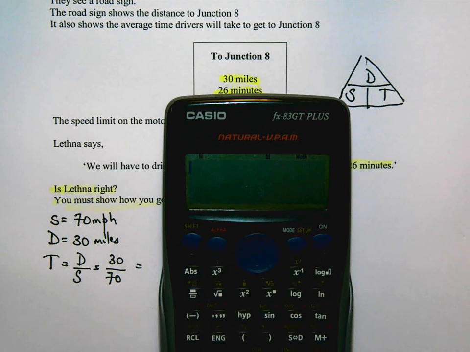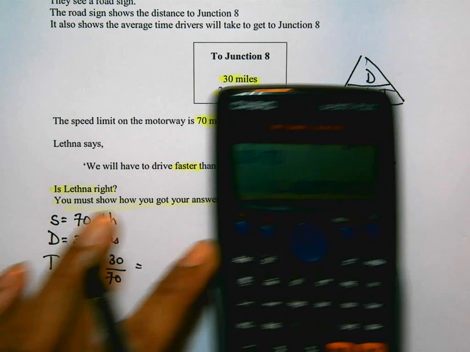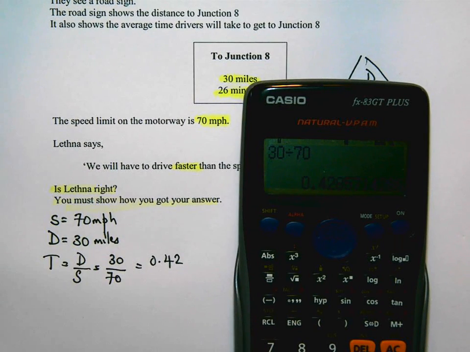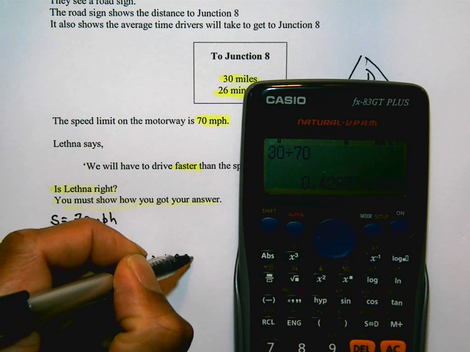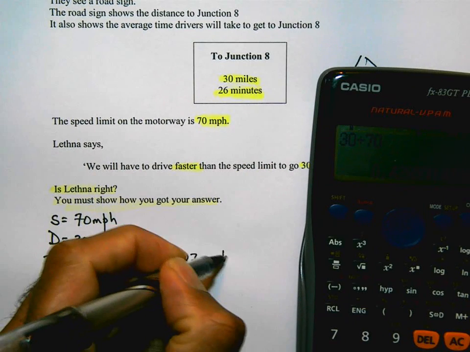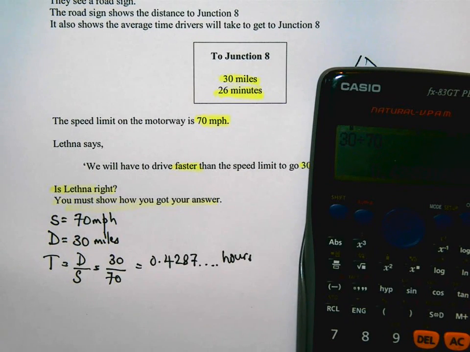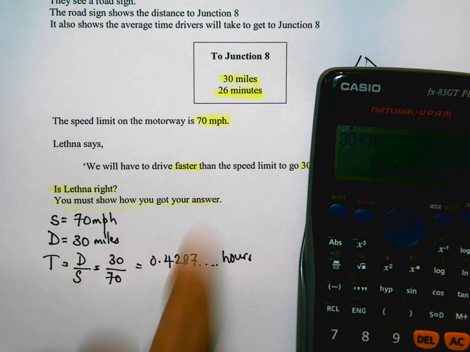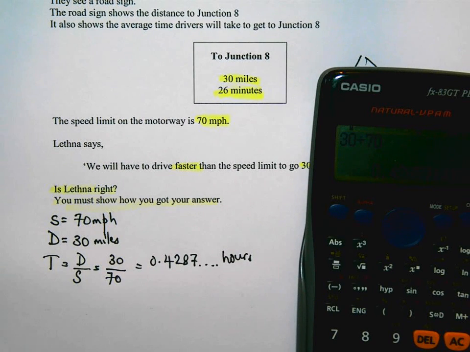30 divided by 70 equals 0.4285 recurring. Okay, now that is the time in hours. That's that many hours that it will take. I need to change that into minutes because I need to find out whether that time is more or less than 26 minutes, because that's how much the sign on the motorway said it would take.